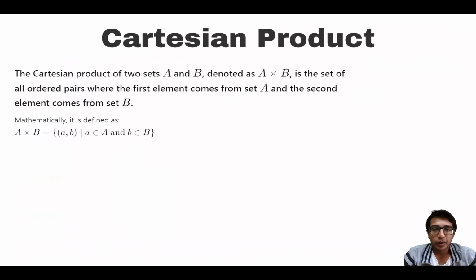So now, talking about Cartesian product. What do we mean by Cartesian product? First of all, we represent it by A cross B. This means that every element of A has been mapped to each and every element of B.